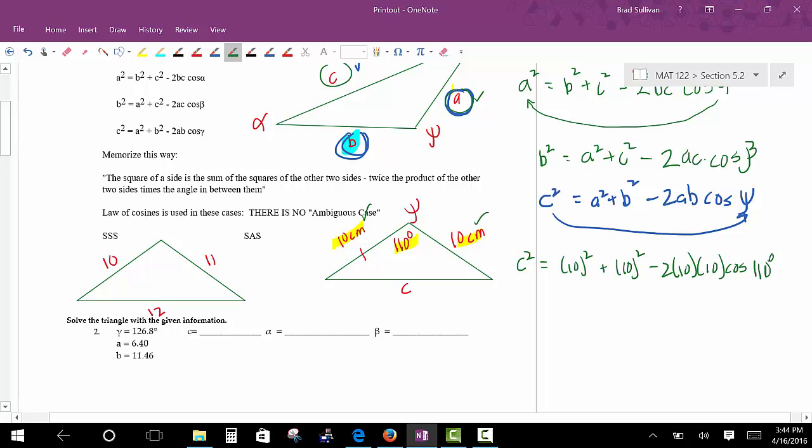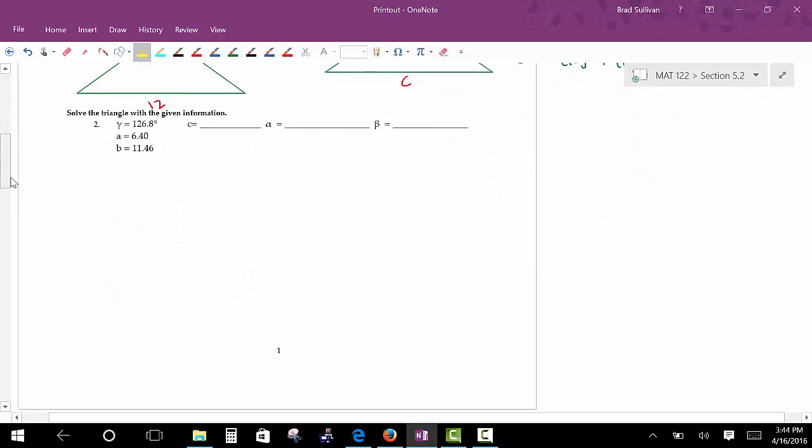and find that then. Okay, so what you want to do is when you see side, side, side, you can use law of cosines. And if you see side, angle, side, you can use law of cosines. Okay, so let's solve a few problems. So I'm going to start this problem number 2 down here.